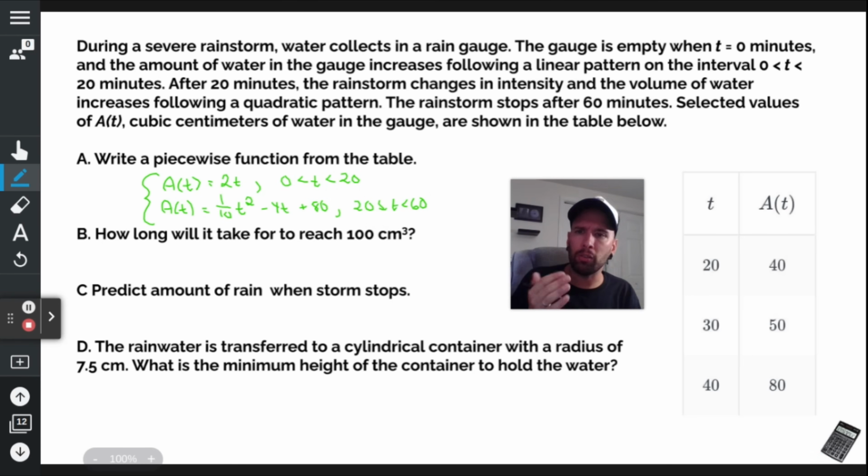That's my piecewise function. Now what I need to do is find out how long it'll take to reach 100 centimeters. Well, I don't see 100 cubic centimeters anywhere on this chart, but I do know it happens after 40, which means I need to use my quadratic portion to find that out. So I'm going to pretend A of t is 100, and I'm going to graph this guy right here and 100 in my graphing calculator. Let's see what I get.